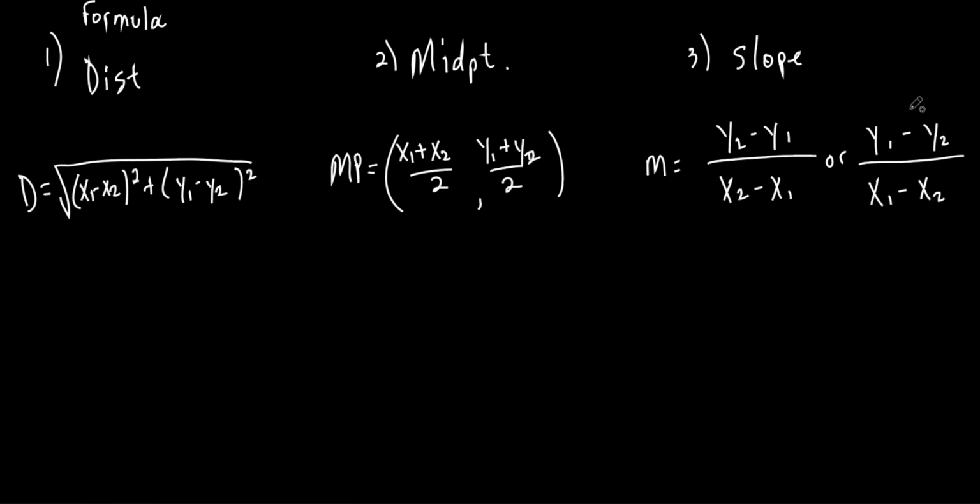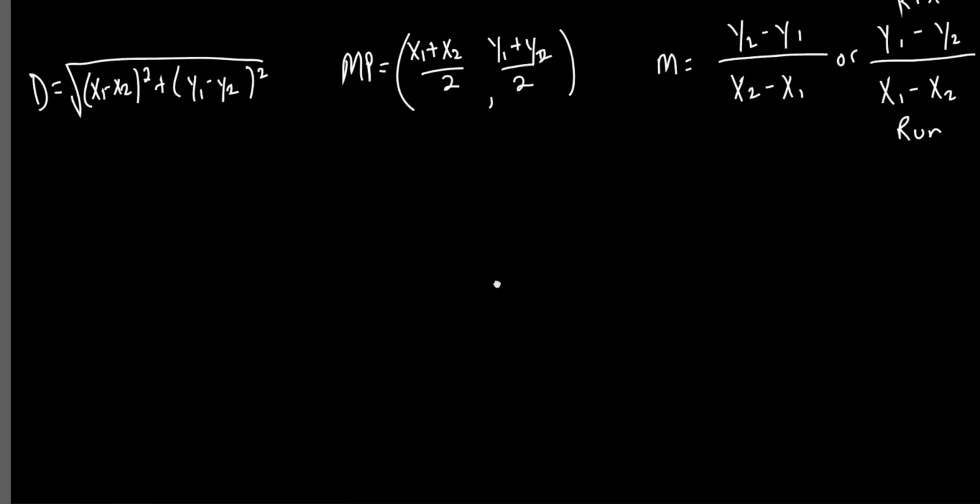Why does the y have to go on top? Because it's rise over run. Y is the rise, okay? The y-axis goes up and down. That's the rise. The x-axis goes across. That's the run. That's why the y is on the top and the x is on the bottom. So that's your first 3 problems right there, okay?